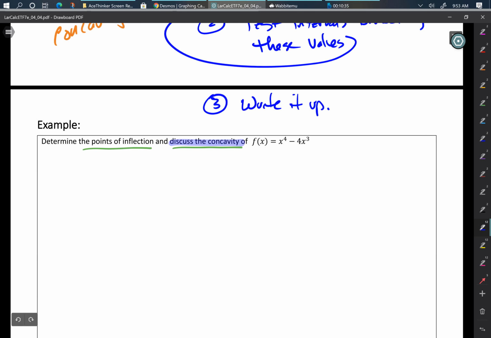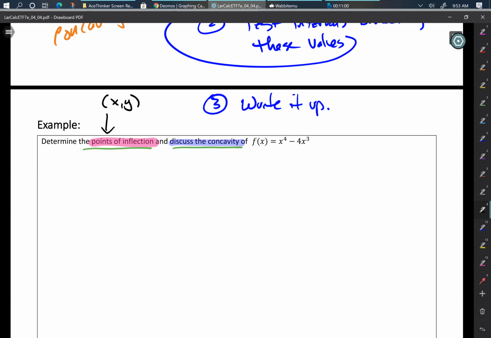Okay? Determine the points of inflection means to find all those points on the curve where the concavity changes. A point of inflection. Remember, a point contains both an x and a y. So a point of inflection isn't when x equals 3. A point of inflection is the point (3, whatever the functional value is there).